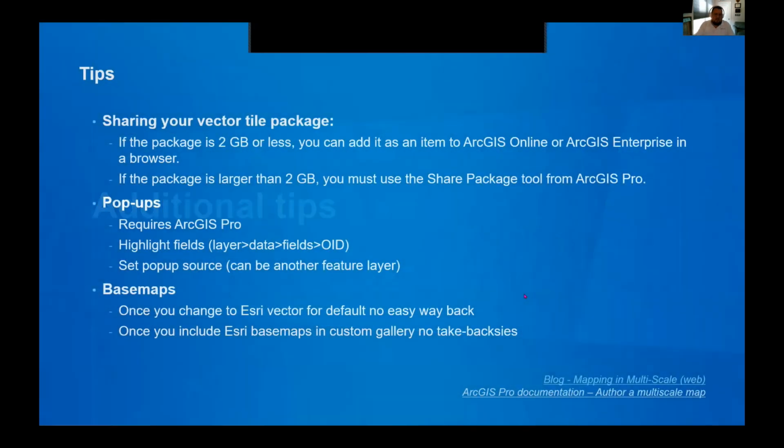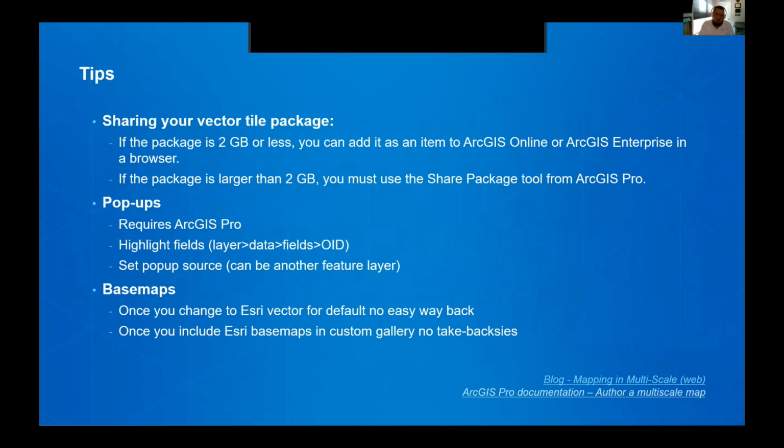Additional tips as I run out of time. If you're sharing your vector tile packages, if that tile package is 2 gigabytes or smaller, you can add it directly as an item to ArcGIS Online or to ArcGIS Enterprise. If it's larger than 2 gigabytes, you've got to have the ArcGIS Pro go through the process of creating a vector tile package and then using the share package tool.